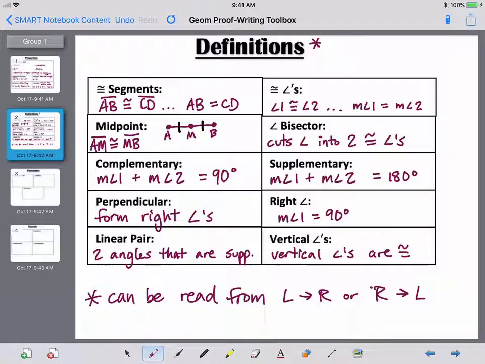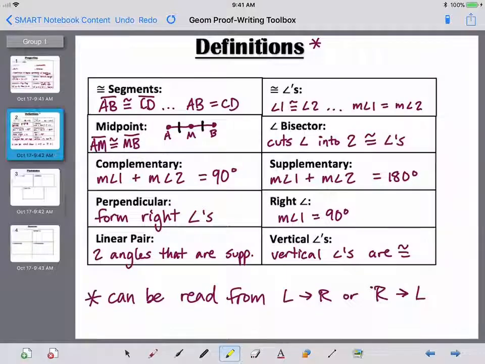Now what I mean is, a definition can be read from left to right or right to left. That would be like for this one, you could start with segment AB is congruent to segment CD, or you could start with this and go either from here to here or from right to left. So that's still using the definition of congruent segments either way.